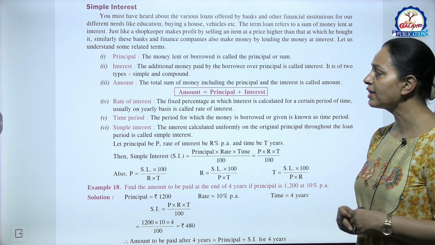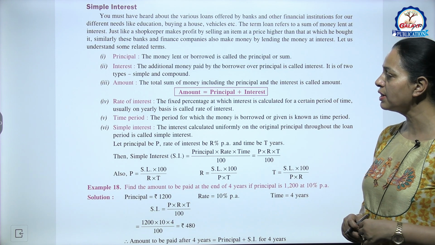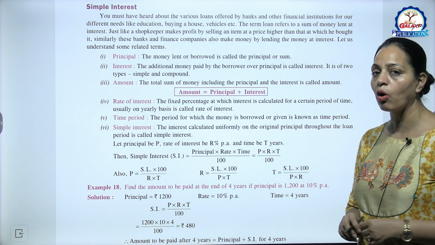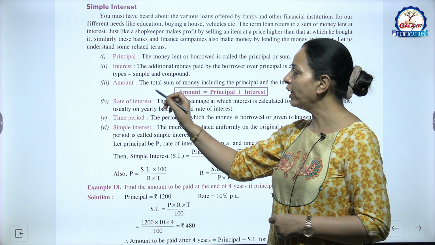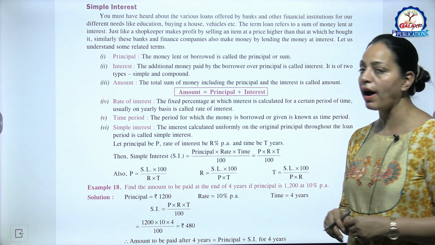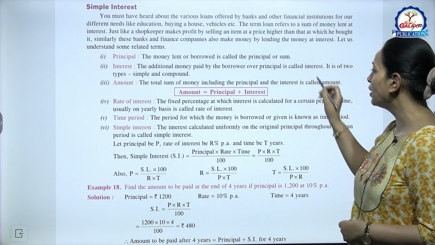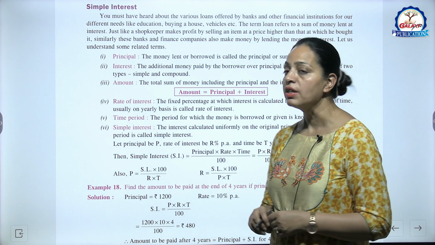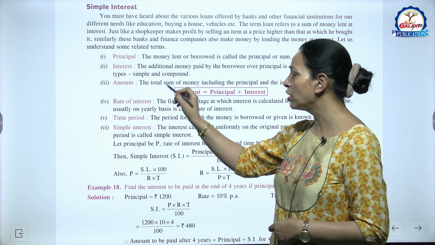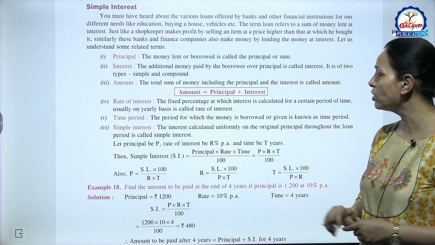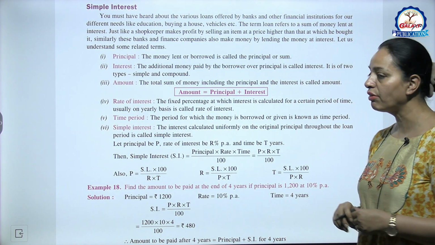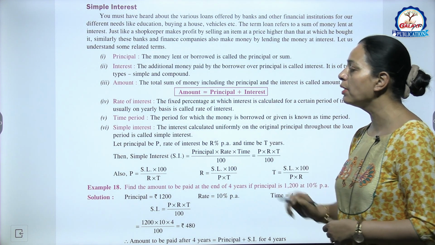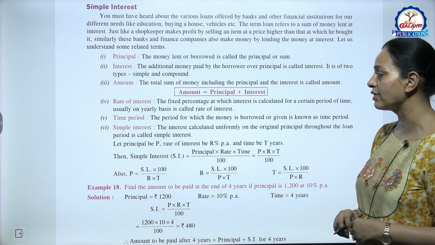So let us understand some related terms. The first one, principal. The money lent or borrowed is called the principal or sum. The second one, interest. The additional money paid by the borrower over principal is called interest. It is of two types, simple and compound. The third point, amount. The total sum of money including the principal and the interest is called amount. Amount equals principal plus interest, right?